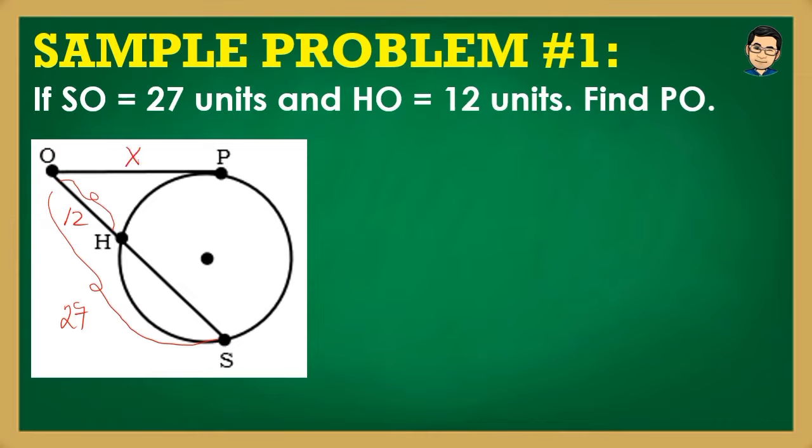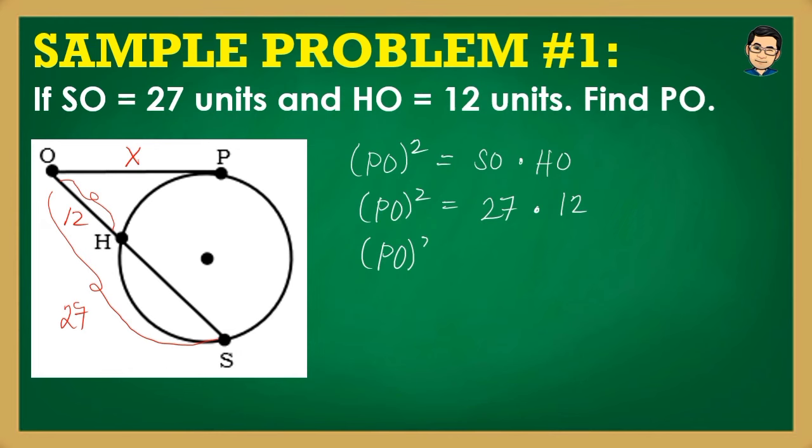So paano natin kukunin yun? So based sa theorem natin, square down natin yung sukat ng tangent segment and then equal siya sa product ng second segment tsaka external second segment. So the square of PO equals SO, that is 27, times HO, 12. So that is 324. And then para mawala yung square dito sa PO, kailangan nating extract yung square root ng both sides.